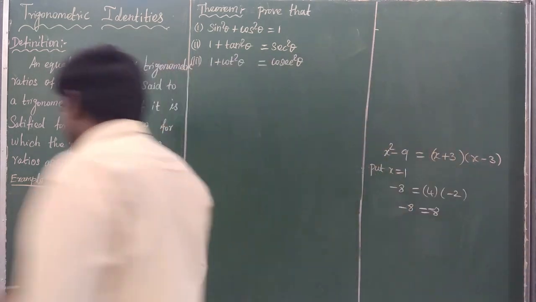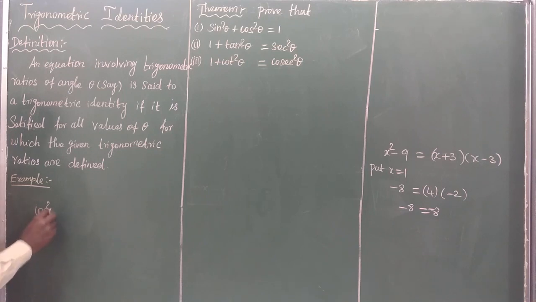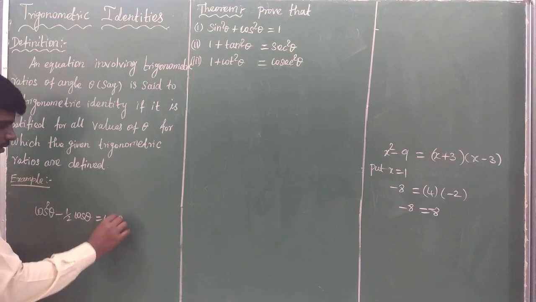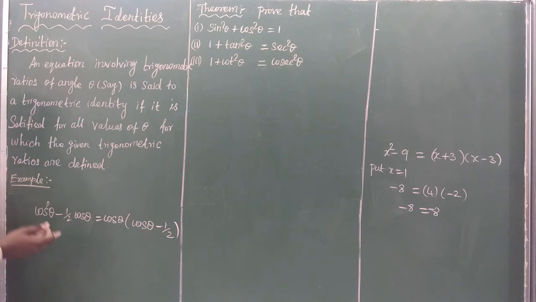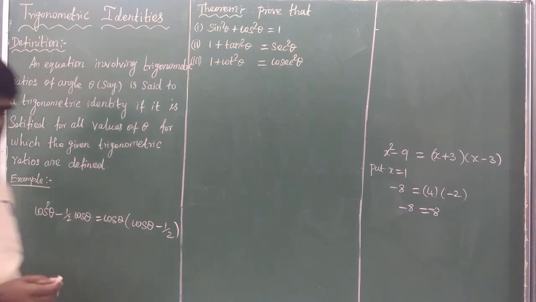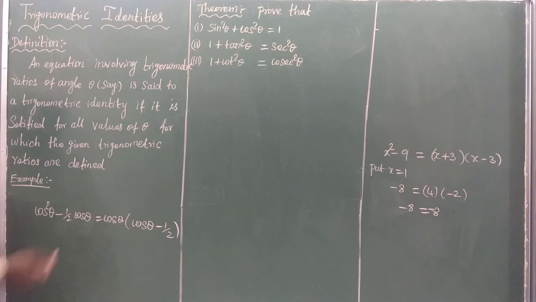For example, here cos squared theta minus 1 by 2 cos theta. So we take cos theta common: cos theta into cos theta minus 1 by 2. This is an algebraic manipulation and this is a trigonometry identity. In this identity, I will put theta is equal to 0. Here cos 0 value is 1, minus again cos 0 value 1 into 1 by 2. Similarly, cos 0 value 1 into 1 minus 1 by 2. That simplifies to 1 by 2 is equal to 1 by 2.